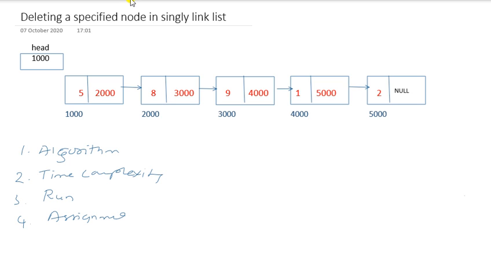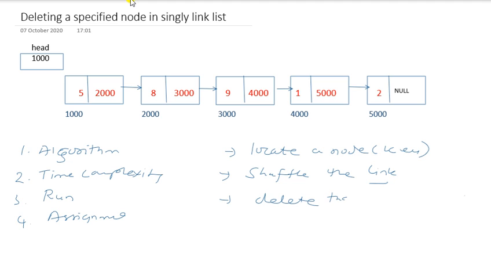So let's begin with the algorithm. You are deleting a specified node. So the first thing is you have to search for the given node. That is what we call locating a node, or we can call it the key node. Locate it. Then after locating, what you are supposed to do is shuffle the links. Which links, we'll see. Then delete that node, delete that key node.